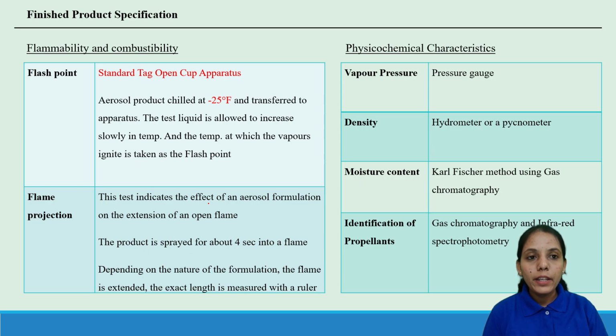Next is physico-chemical characteristics. Vapor pressure is measured by a pressure gauge instrument. Next is density. Density is measured by, remember, hydrometer or pycnometer. Next is moisture content, a very well-known procedure, that is the Karl Fischer method using gas chromatography. Next is identification of propellants, by gas chromatography and IR spectrophotometry. This will tell you what kind of propellants or mixture of propellants are present in your aerosol package.